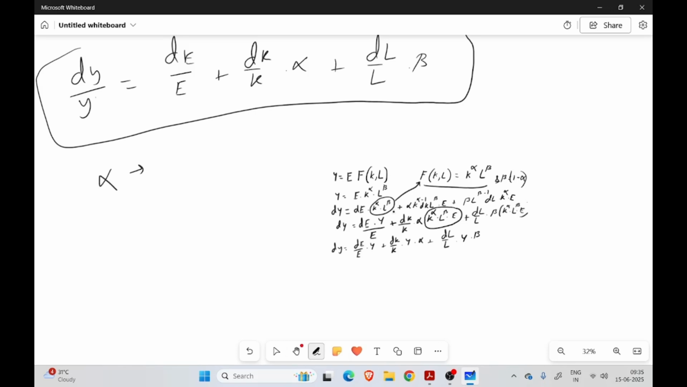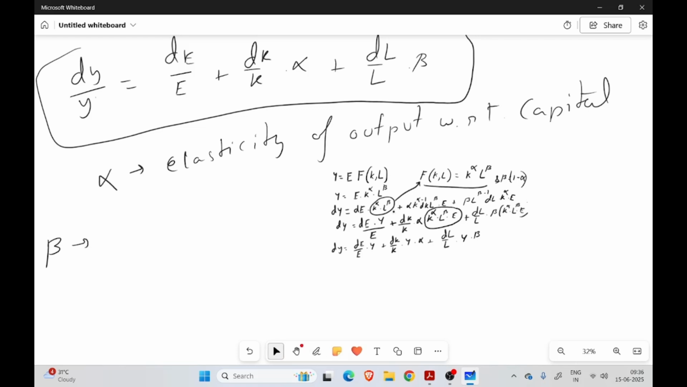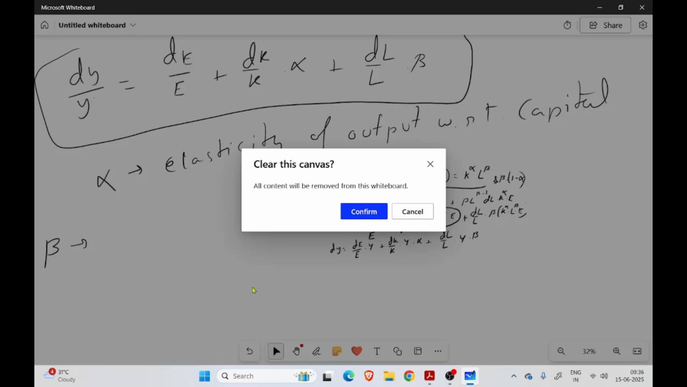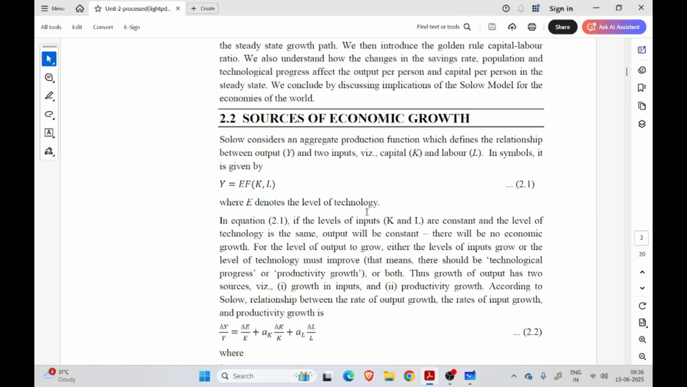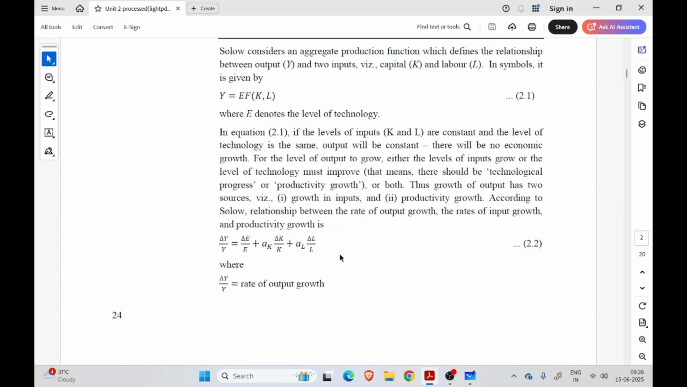Alpha is the elasticity of output, that is y, with respect to capital, that is k, and beta is the elasticity of output with respect to labor. They have used delta, I have used small d, but it means the same thing. This is change in y basically.